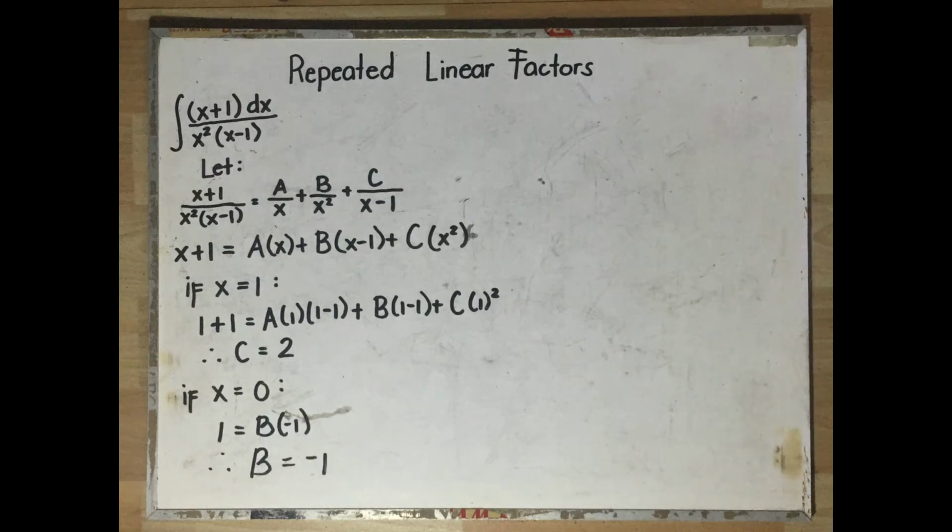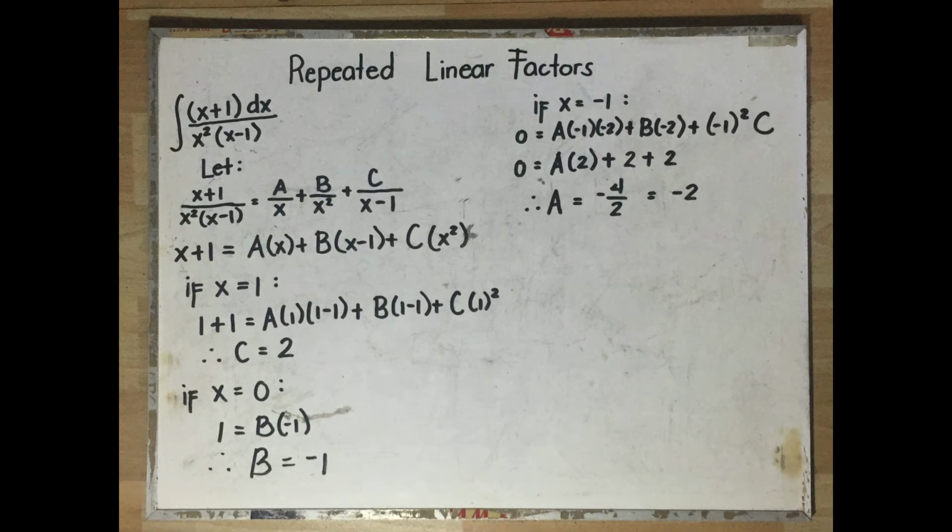If x is equals to 0, 1 is equals to b times the quantity of negative 1. Therefore, b is equals to negative 1. If x is equals to negative 1, 0 is equals to a times the quantity of negative 1 times the quantity of negative 2 plus b times the quantity of negative 2 plus the squared quantity of negative 1 times c. 0 is equals to a times the quantity of 2 plus 2 plus 2. Therefore, a is equals to negative 4 over 2, or also equals to negative 2.